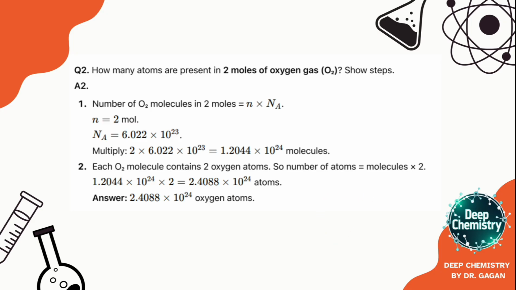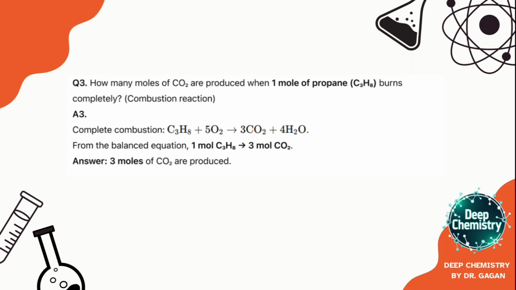Question number 3. How many moles of carbon dioxide are produced when 1 mole of propane burns completely? The combustion reaction is written from the equation. 1 mole of propane produces 3 moles of carbon dioxide. So the answer is 3 moles of carbon dioxide are produced.